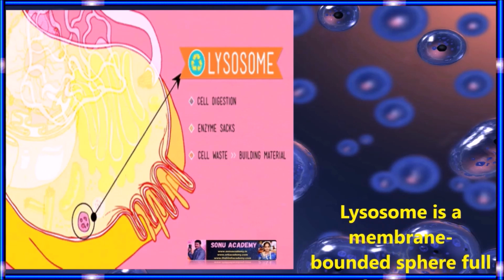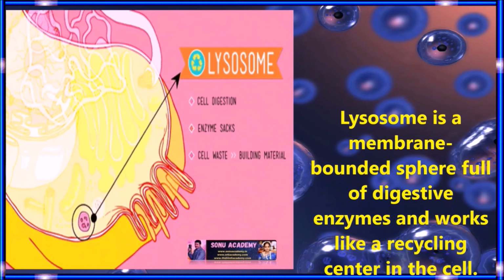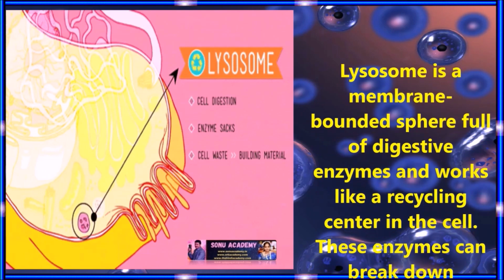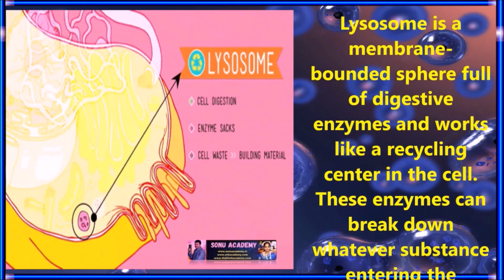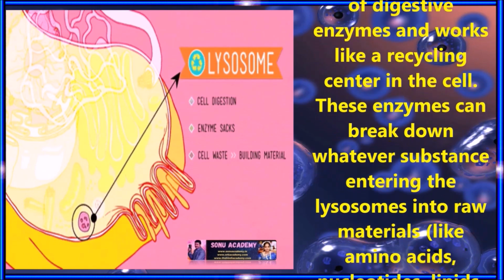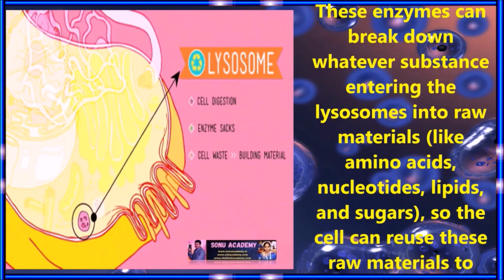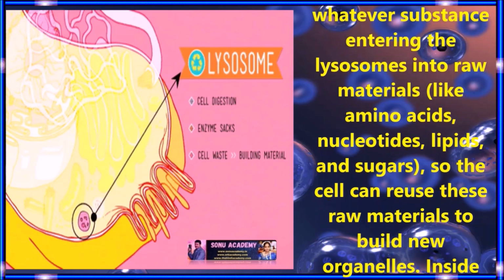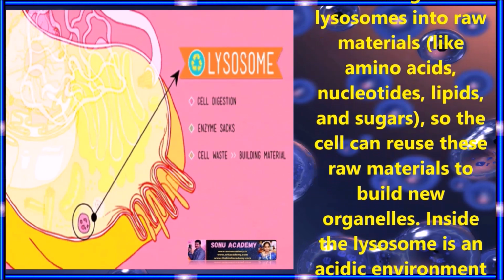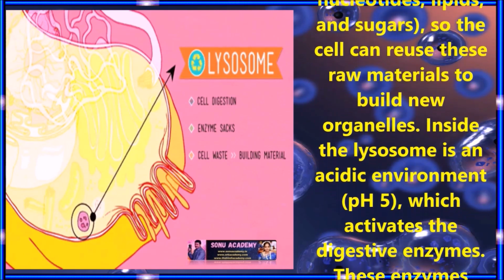Let us discuss lysosomes. The lysosome is a membrane-bounded sphere full of digestive enzymes and works like a recycling center in the cell. These enzymes can break down whatever substance enters the lysosomes into raw materials like amino acids, nucleotides, lipids and sugars so that the cell can reuse these raw materials to build new organelles.